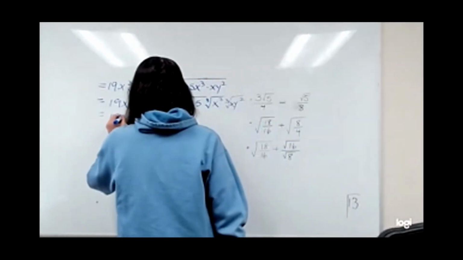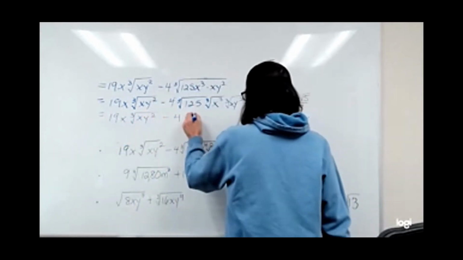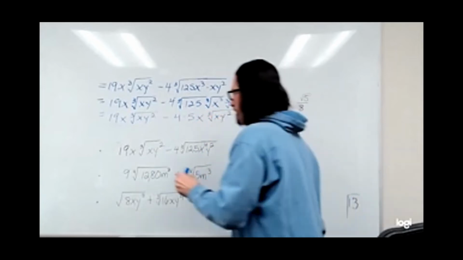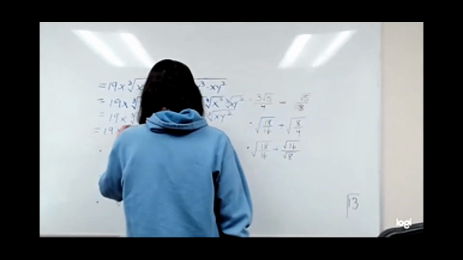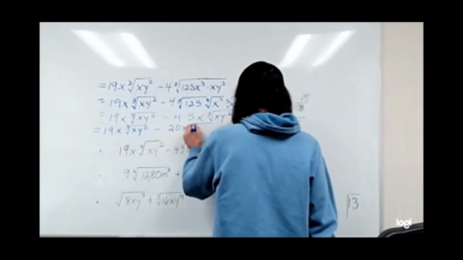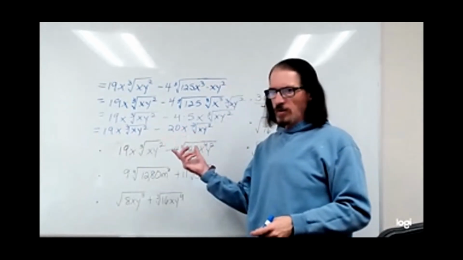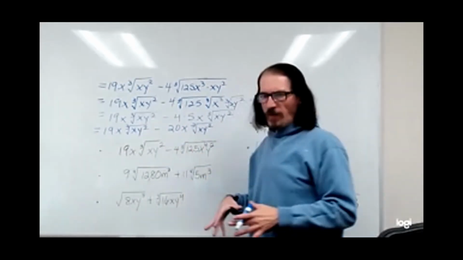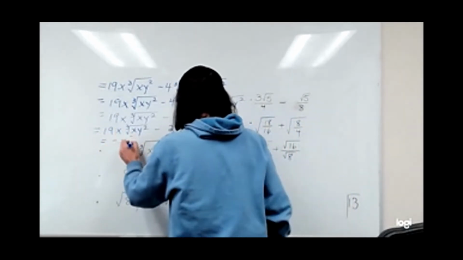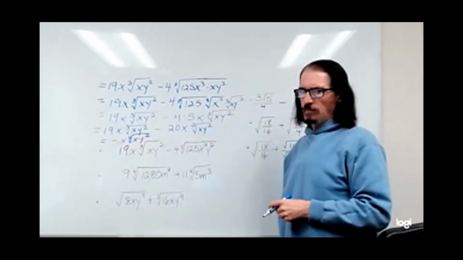Okay, so 19x times cube root of xy squared minus 4 times 5 times x times cube root of xy squared. It could be 19x cube root of xy squared minus 20x cube root of xy squared. Those two radicands are both xy squared. They're both under cube roots, so these are like radicals. 19x minus 20x is negative 1x, or just negative x, and that would be in front of cube root of xy squared.